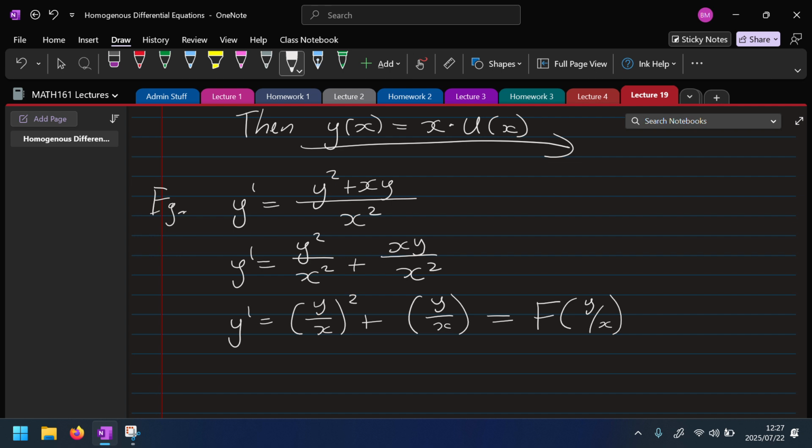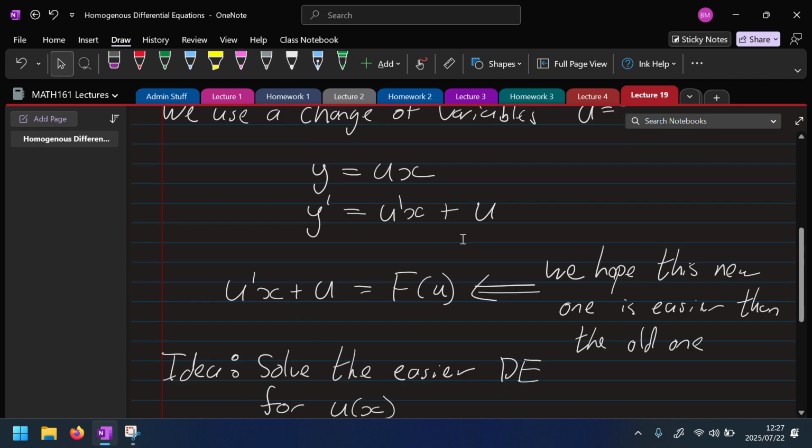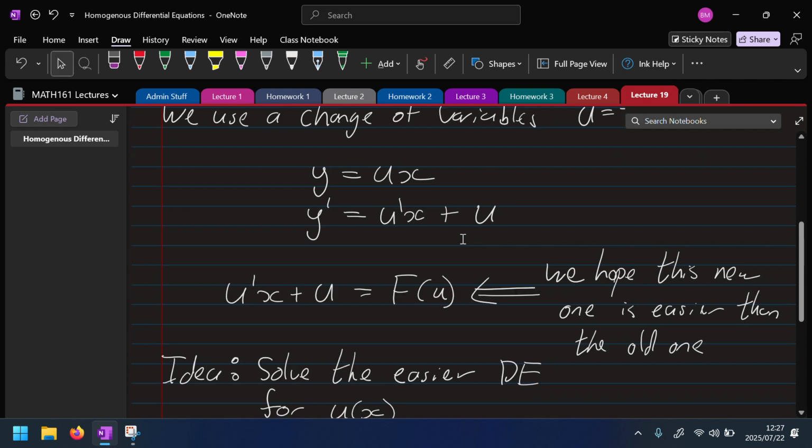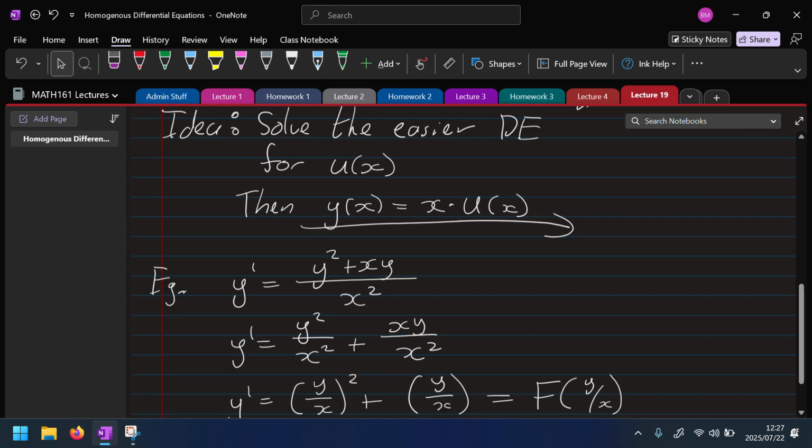So we're going to do that substitution with u now. The left-hand side, instead of y prime, we're going to write u prime x plus u. That's going to stay on the left-hand side.